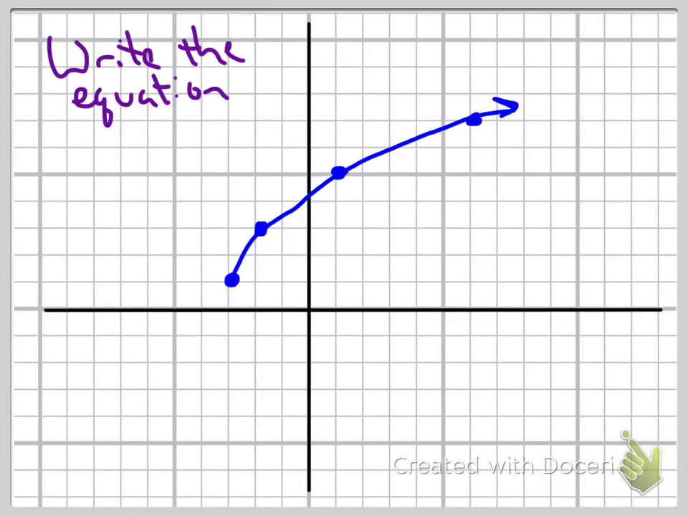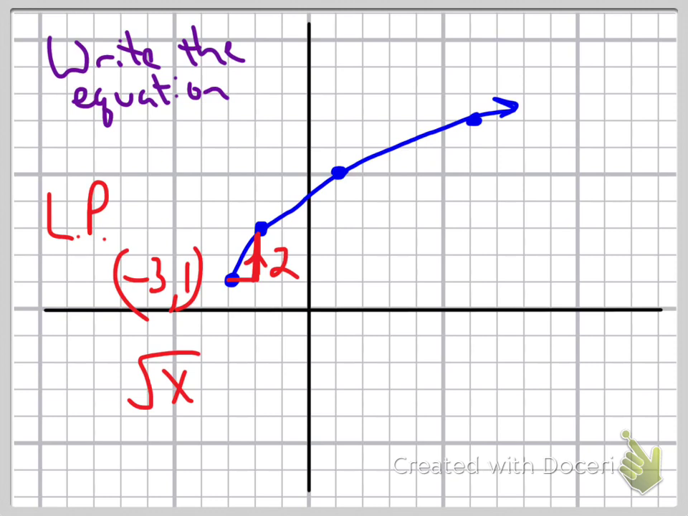Write the equation. Go ahead and pause. My locator point right now is at negative 3, 1. This is the parent function, square root of x. Square root of x normally goes to the right 1 and up 1. This one is going up 2 times that amount. So that is my a value. So the equation is y equals 2 square root x plus 3 plus 1.